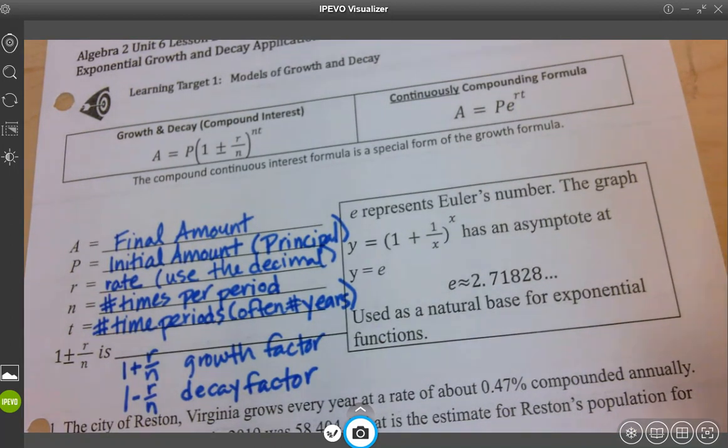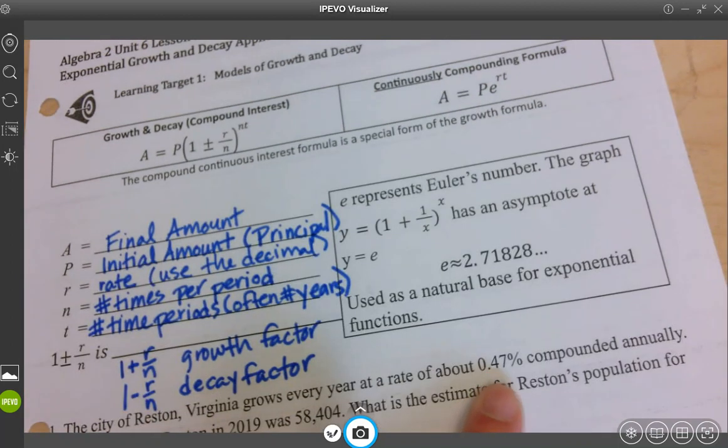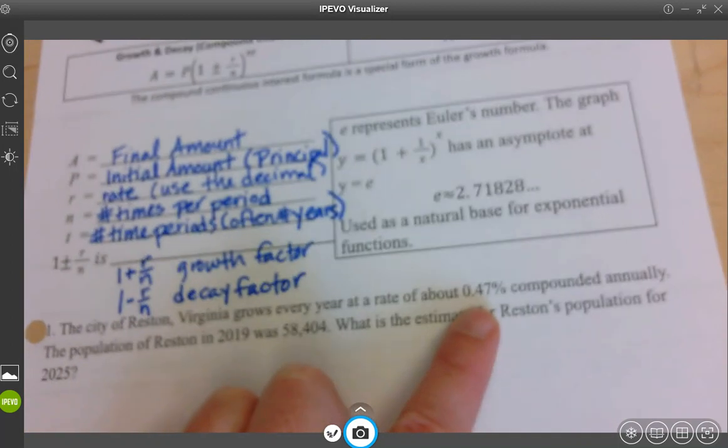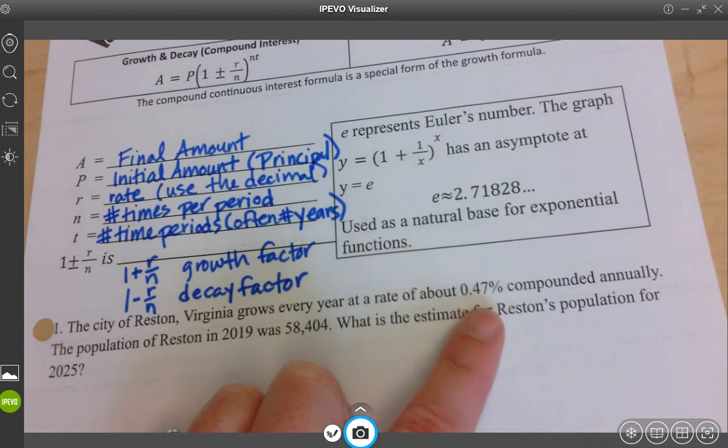Reston, Virginia grows every year at a rate of 0.4%. Now, be careful with 0.4%. What would be the decimal equivalent of 0.4%? It would be like 0.047. Yeah, you guys are on the right track.